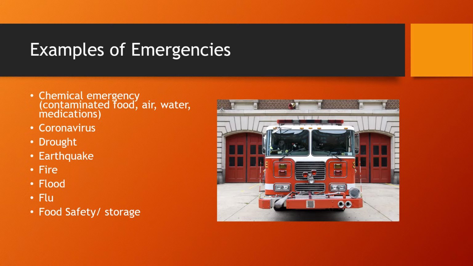Examples of emergencies. A chemical emergency, for instance, contaminated food, air, water, or medications. Coronavirus, drought, earthquake, fire, flood, flu, food safety and storage.